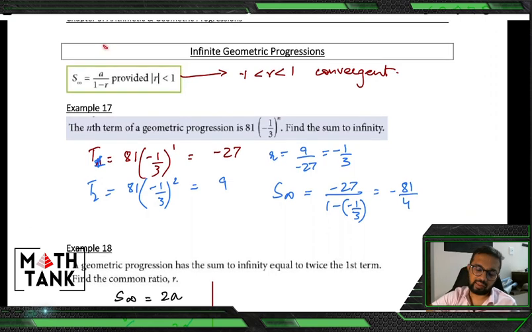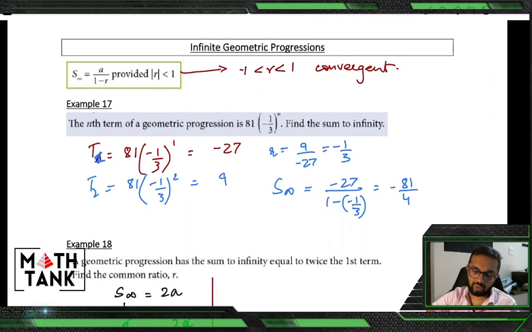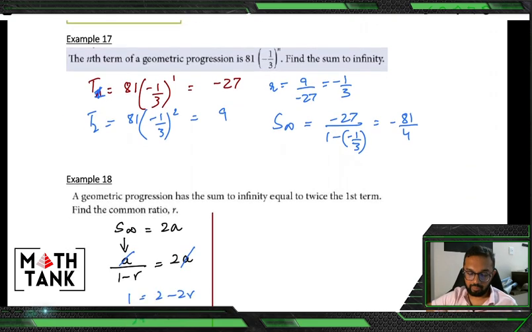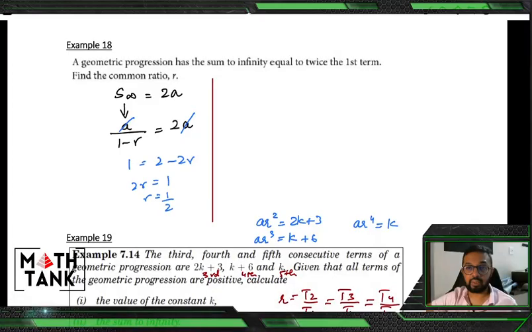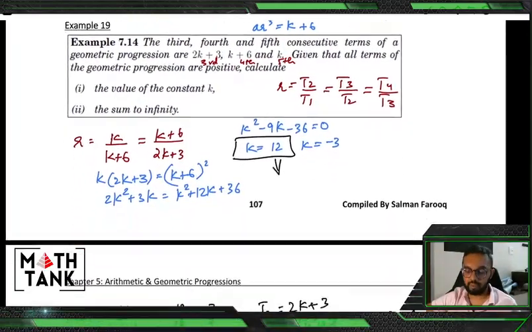So in that case, the formula for sum to infinity becomes a over 1 minus r. There is a restriction that says that modulus of r should be less than 1. What it basically means is that it only applies to ideas where r is between minus 1 and 1. It doesn't apply to other situations.